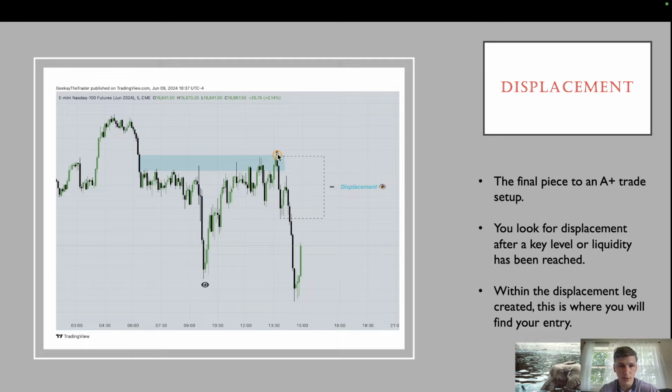That right there, within this displacement leg that's created, high to low, this is where you find your entry. Do we see an entry in here? Yes. These consecutive up close candles, that's going to be your order block. And then we also have a fair value gap right here. That's where you want to focus on shorting.